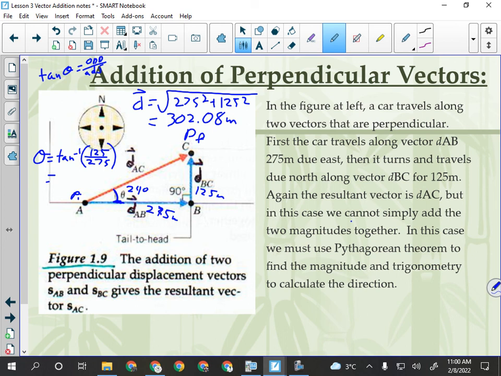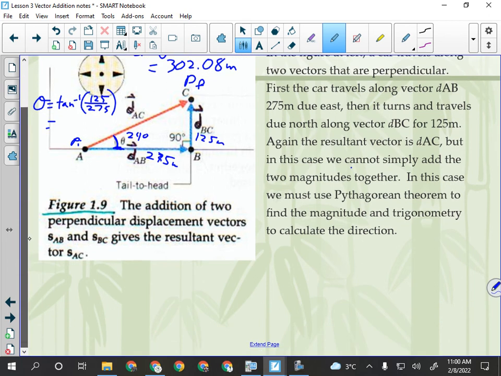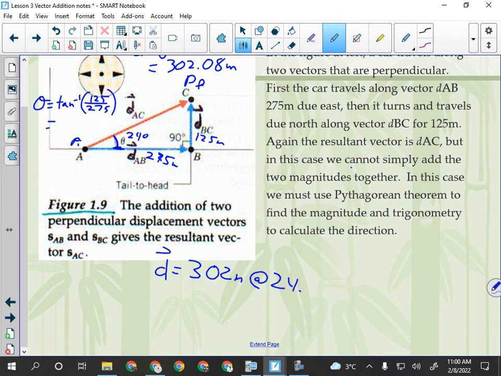All right, so my final answer can have 3 significant digits, right, because I was given 125 and 275, both of which have 3 significant figures. So my overall displacement will be 302 meters at 24.4 degrees north of east.